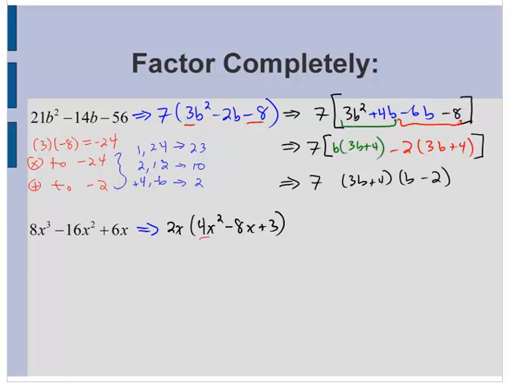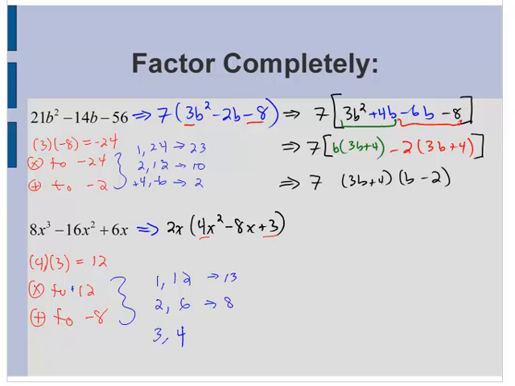So now, 4 times 3 is 12. We need a pair of numbers that multiplies to 12 and adds to negative 8. 1 and 12, 2 and 6, 3 and 4. Alright, so same signs, right? Positive 12, same signs. 1 and 12 goes to 13, 2 and 6 goes to 8. That's the pair that I want, and they would have to both be negative to get to a negative 8.